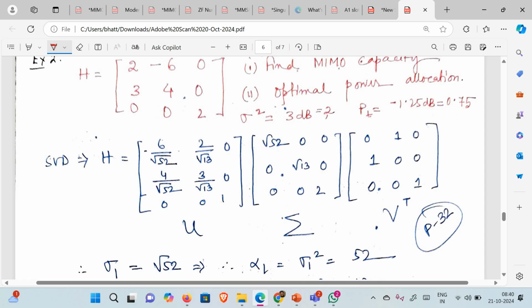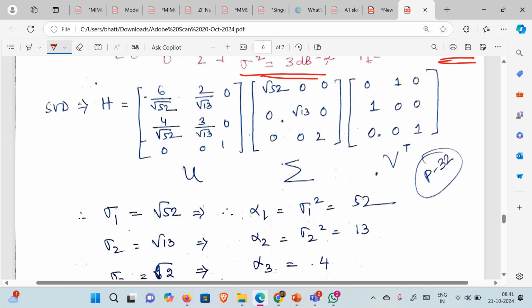So for 3x3, the question is again to find the MIMO capacity. PT is given as 0.75, you can see here at the corner I have mentioned, and you have a sigma square which is 3 dB, which is again 2. Same process we are going to adopt, but there is something very interesting that will happen. As this is a 3x3, naturally we will have power allocated to P1, P2, P3. 3 powers need to be allotted. First step, I have done the SVD over here, again U sigma V transpose. Considering that you already know how to do SVD, the same process needs to be adopted.